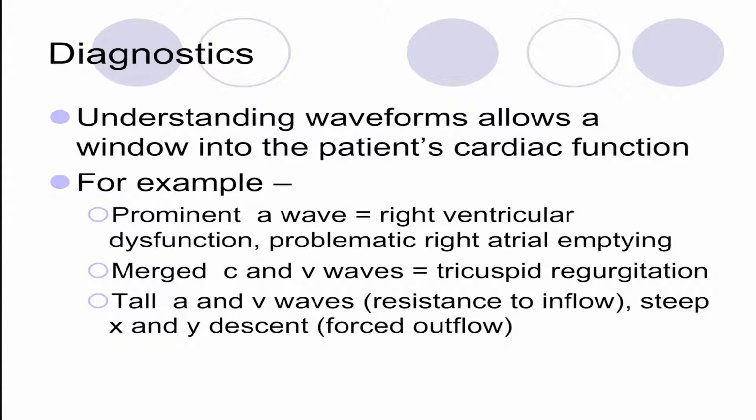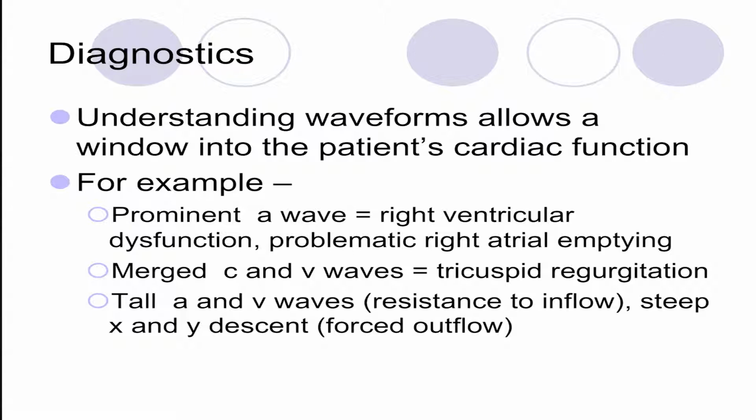Right ventricular dysfunction, because you're getting more bow back. Some sort of obstruction to outflow, merged C and V waves, tricuspid regurg. So all of these things, as you look at this, you can learn a lot on a CVP about what's going on with that heart.